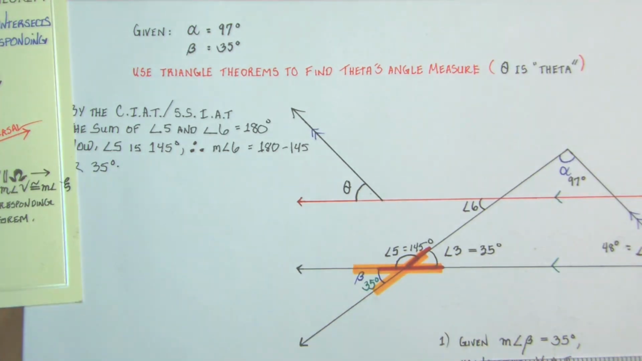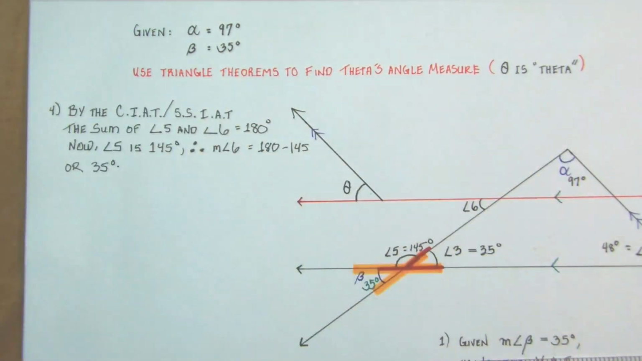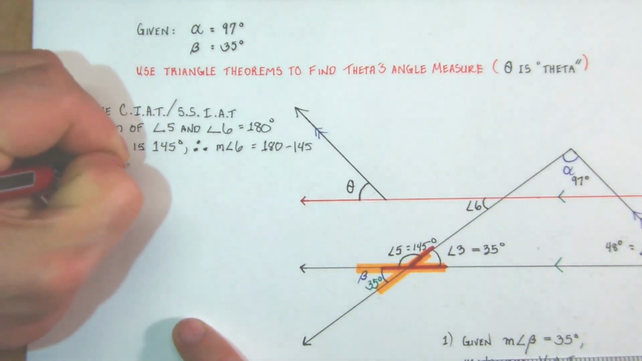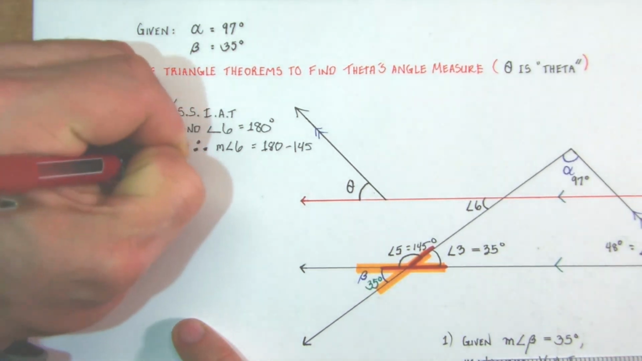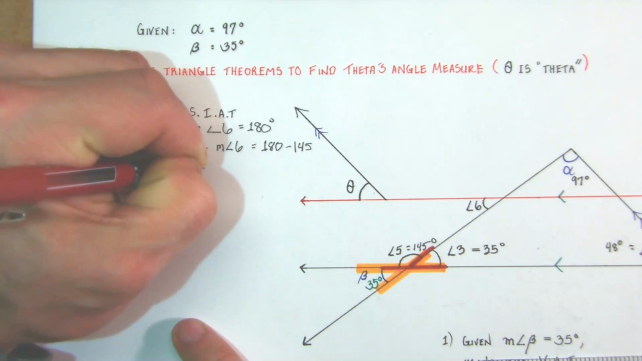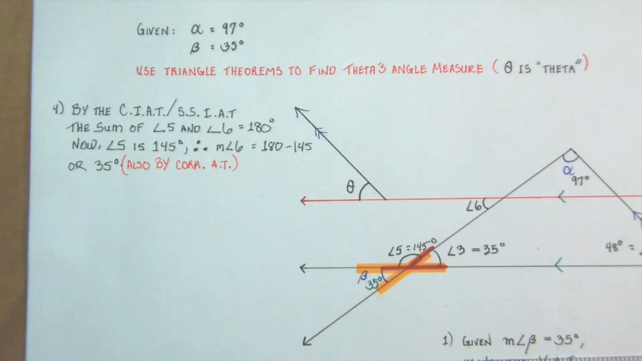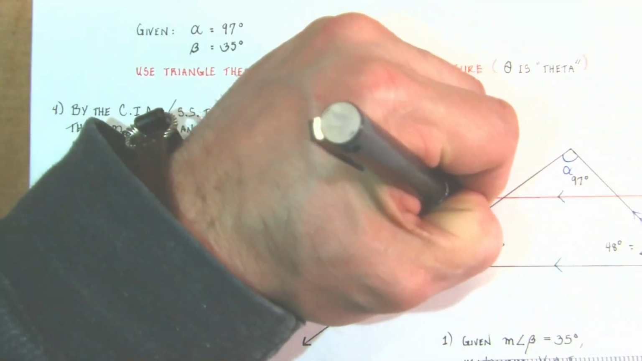What's nice is it's not that we didn't notice this. It's that we can use multiple theorems to verify what we're doing. Okay? So we can actually write and just say, also by CORR, corresponding, and then A.T., also by the corresponding angle theorem. Okay? So angle 6 equals 35 degrees.